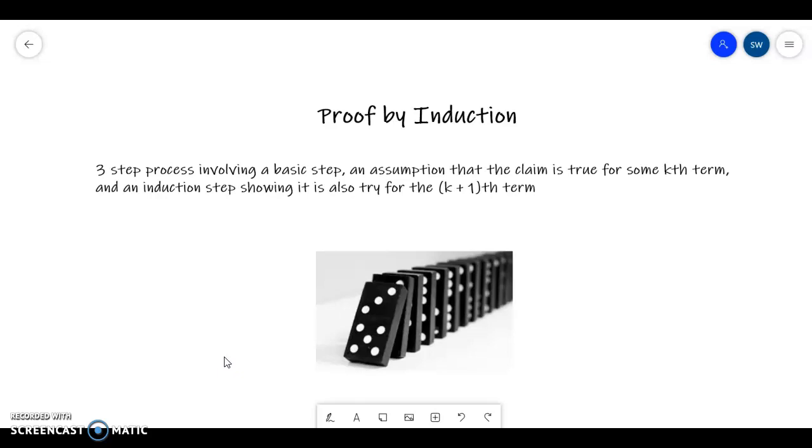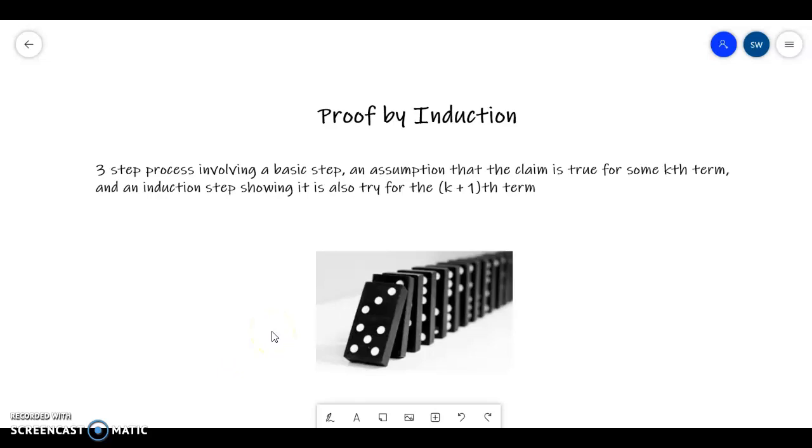Today we're doing proof by induction. It's kind of challenging and it may be confusing at first, but you're gonna get it. It's really not that bad once you get a feel for it. It's one of those things that you do a couple practice problems and you feel confident in it.